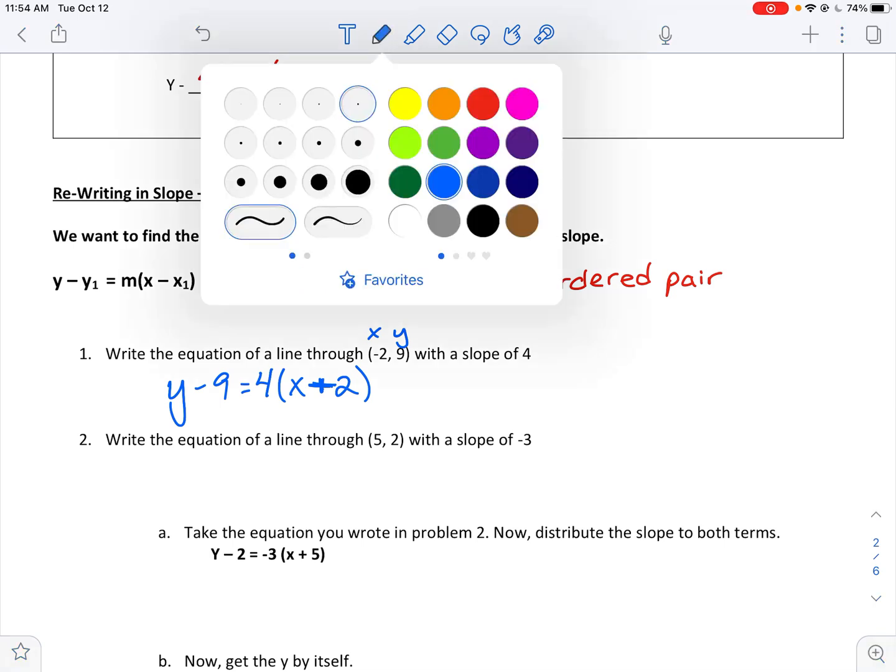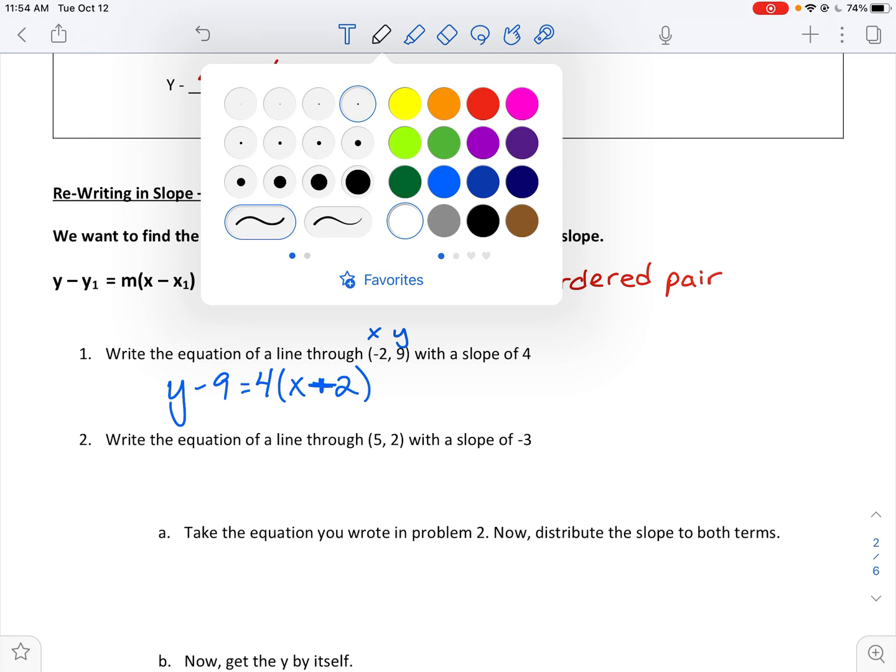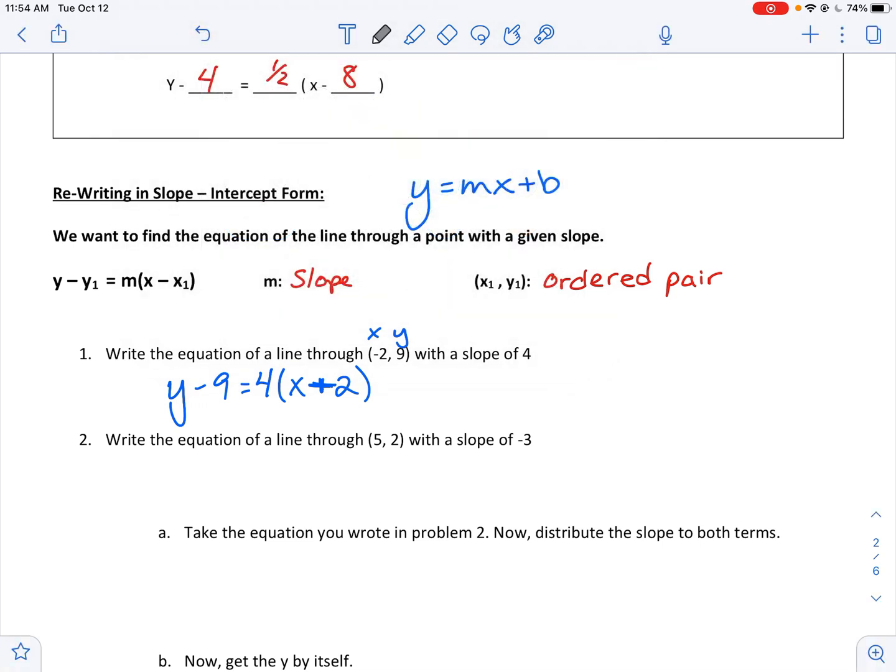And what I want to do here is get the equation into y equals mx plus b format. So what I'm going to have to do first is distribute this 4 to both parts, and then I would have to get rid of the minus 9 to get the y by itself.